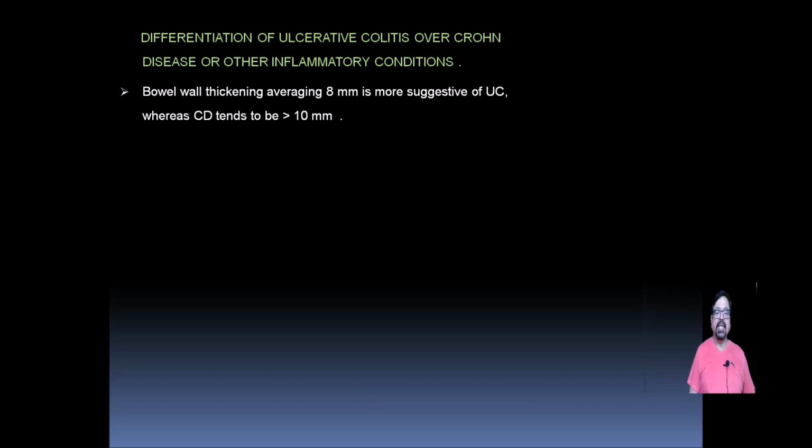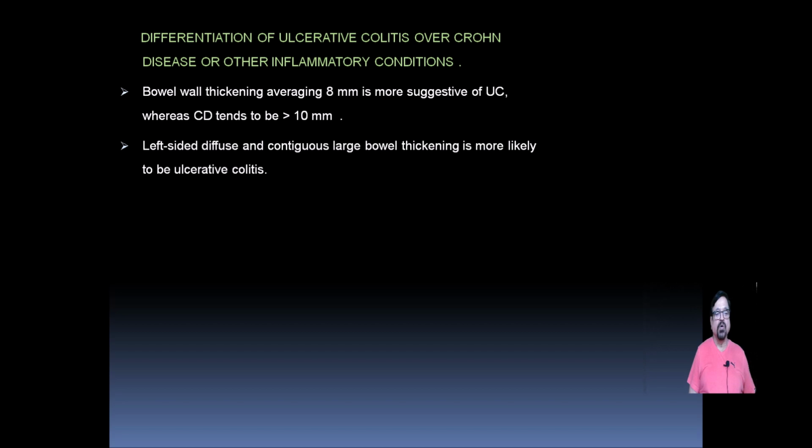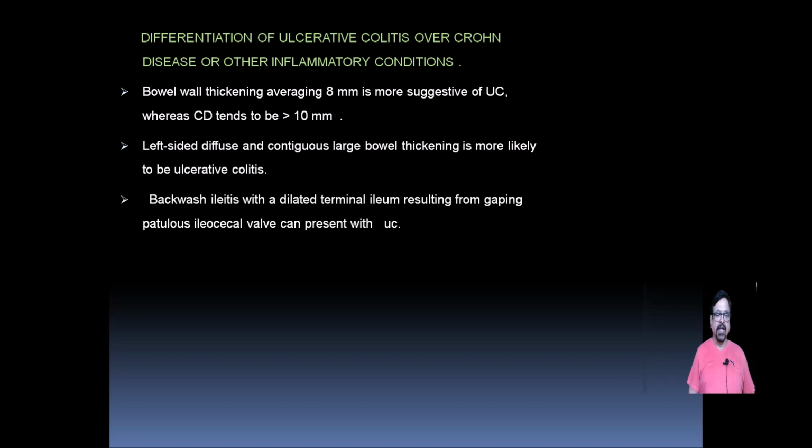Now, bowel wall thickening up to 8 mm is more suggestive of ulcerative colitis, whereas in Crohn's disease it is less than 10 mm. Now, left-sided diffuse and contiguous large bowel thickening is more likely to be ulcerative colitis. Now, backwash ileitis with a dilated terminal ileum resulting from the gaping patulous ileocecal valve can be seen in both ulcerative colitis and Crohn's lesion and essentially does not help in differentiation.